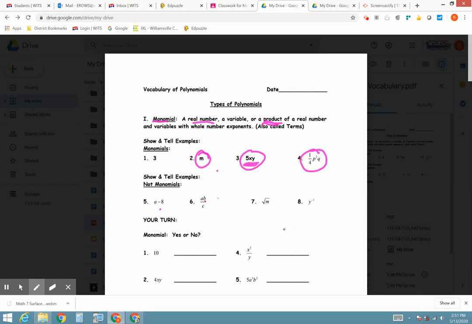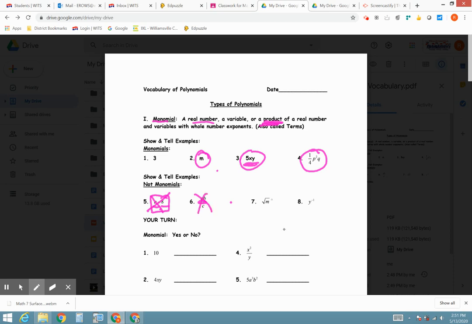These are not monomials. Okay, there's 2 terms here. 1, 2. Because of the subtraction, I have 2 terms, so not a monomial. Here, not only do I have division, and it says product, so not a monomial.